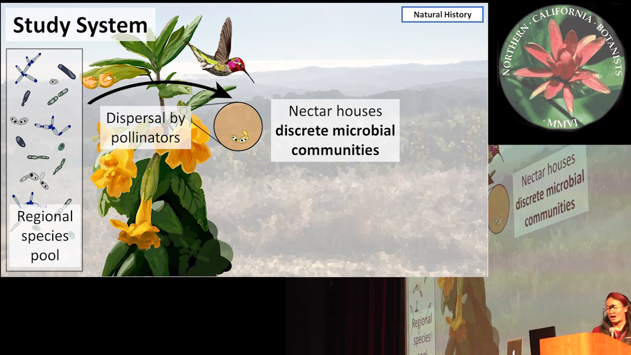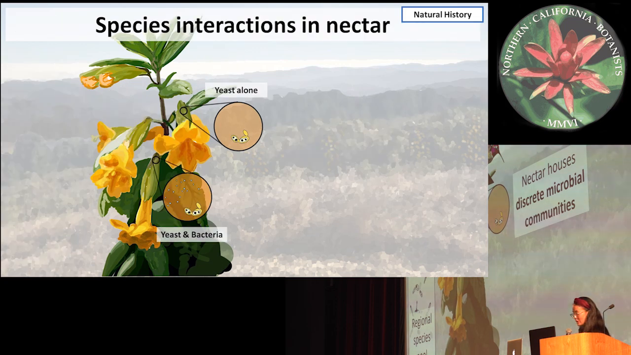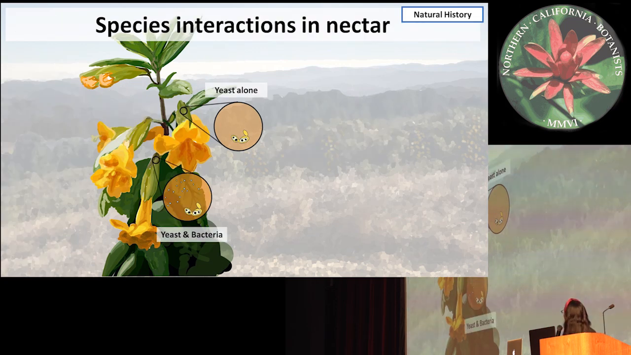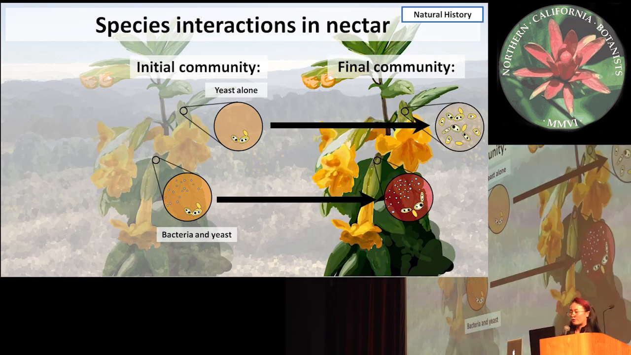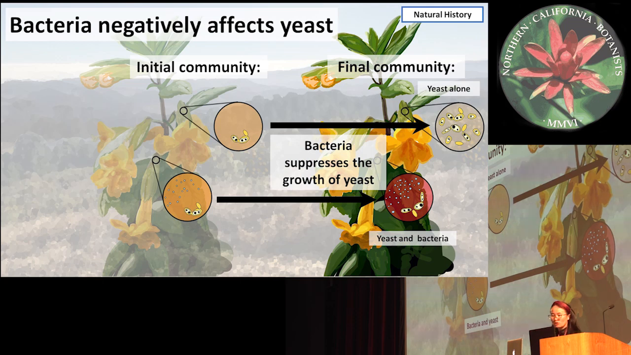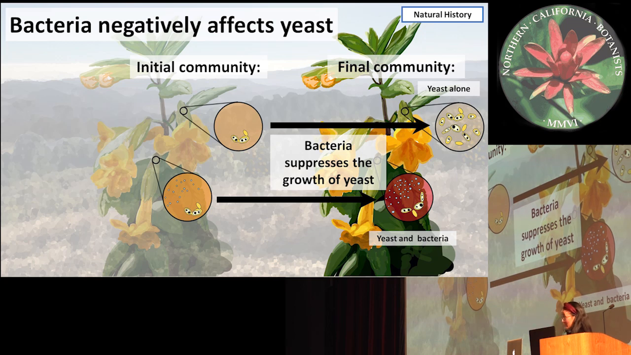Now, a lot of our research in our lab has focused on these species interactions in nectar. Oops, I'm going to use a lightsaber here. So you might imagine that we have a flower where yeast gets inoculated alone. And we have another flower where both yeast and bacteria get inoculated. So as those flowers grow, those microbial communities also grow, and you might get different end communities right before that flower senesces. So the flower that started out with just yeast might have a lot of yeast after a couple days, and the flower that had both yeast and bacteria might have fewer yeast. And so what we've observed is that bacteria suppress the growth of yeast, right? This would be a conclusion from this.